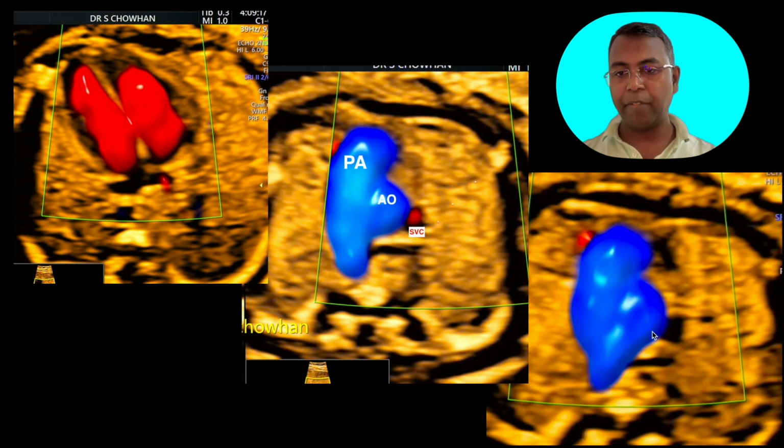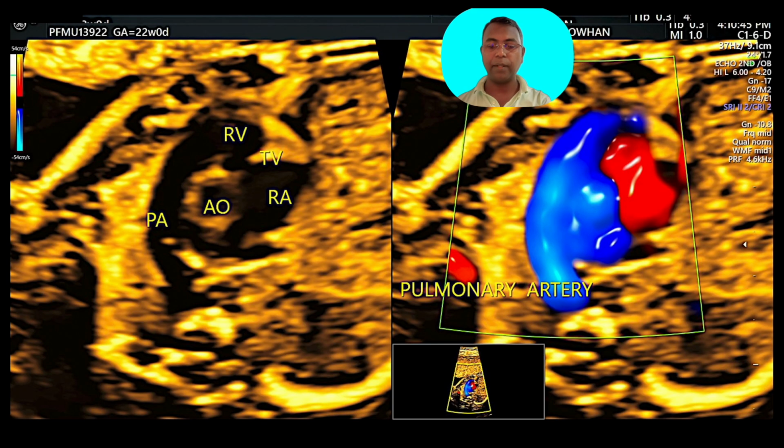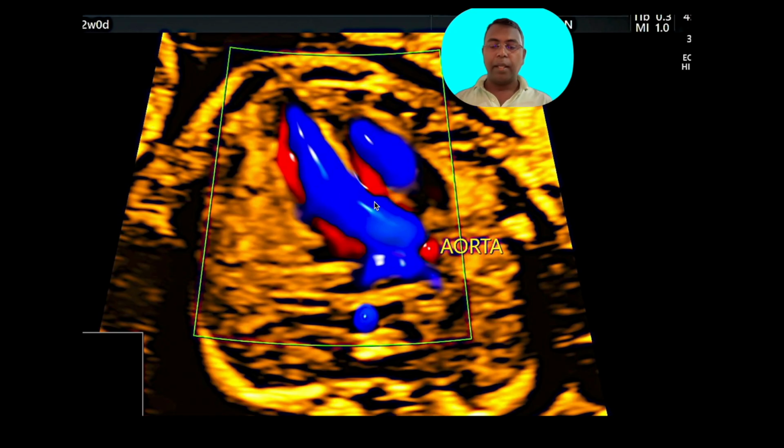This is the three vessel trachea view. When you try obtaining the color flow, the aorta and the four chambers should be adequately filled. Here you can see the entire aorta is completely occupying the color, and there is no overriding or Y-shaped pattern of the aorta. There is no flow across the septum, which is very reassuring that there is no VSD.